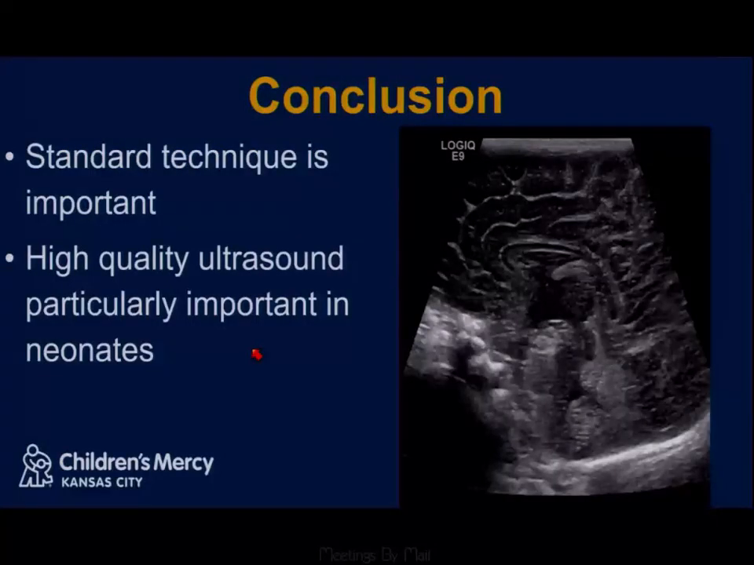So, conclusion, I think the standard technique is really important. I would urge you to look at those articles by Harris-Cohen and kind of do that nice coronal sweep, that nice sagittal sweep, and especially do the mastoid fontanelles. Get your sonographers used to it so that they're doing it more and more and they feel more and more comfortable with it. And I think this emphasizes really that high-quality ultrasound is particularly important in this neonate.